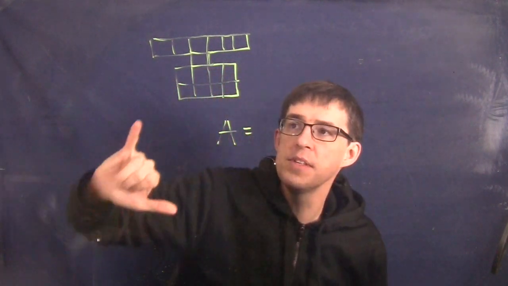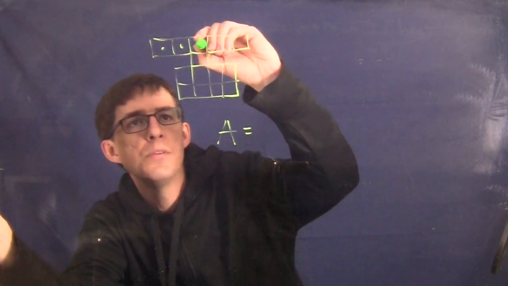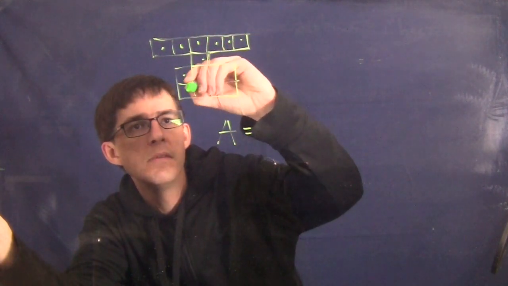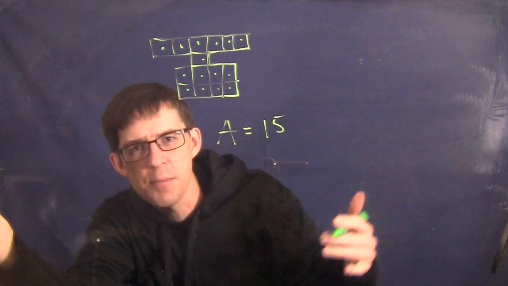What's the area of this in terms of squares? You just count up how many squares there are. I got 1, 2, 3, 4, 5, 6, 7, 8, 15, right? Just like we did this last time with the convex hull thing.